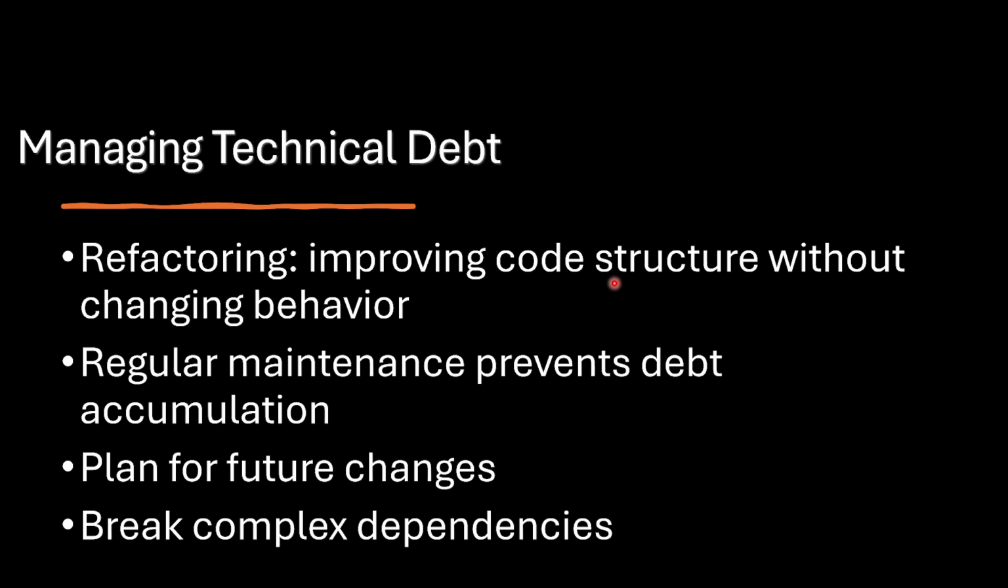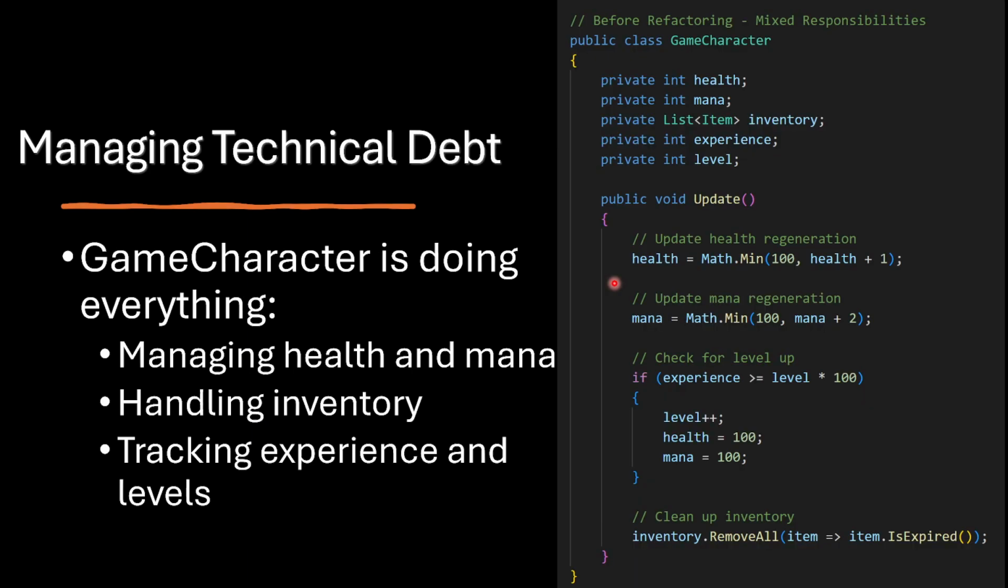We're going to look at how regular maintenance prevents debt accumulation, and we want to plan for future changes, and we want to break complex dependencies, which I'll go into. But let's look first at the example. Here, the problem is that the game character is doing everything.